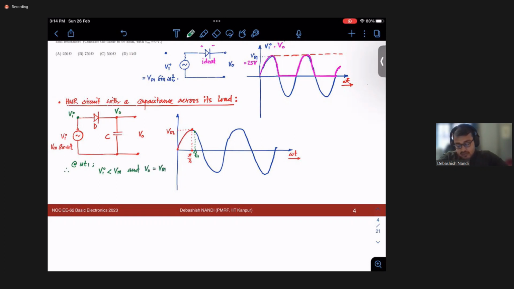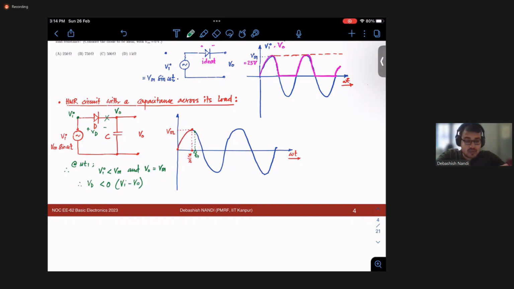Why is V naught Vm? Because the diode is cut off and the capacitor cannot discharge. It has no path to get discharged, right? So the capacitor will store its voltage, and the net potential across the diode, your Vd, is now less than 0. Vd is less than 0. That means Vi minus V naught is less than 0. So it will not conduct.